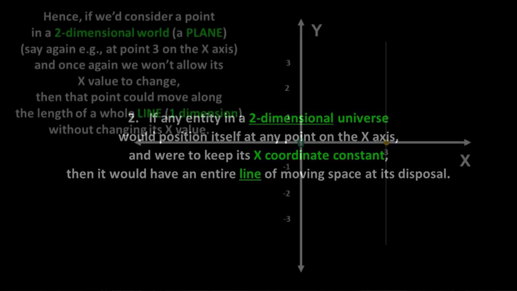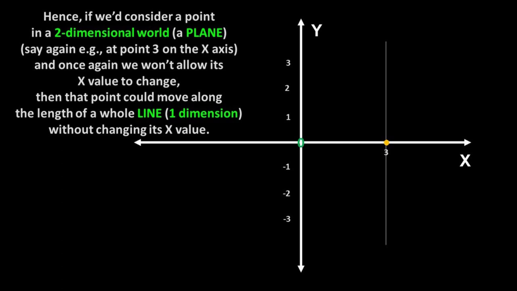What are we talking about? Let's explain. Hence, if we'd consider a point in a two-dimensional world, a plane, say again, for example, at point 3 on the x-axis, and once again we won't allow its x value to change, then that point could move along the length of a whole line in one dimension without changing its value. Let's look at it. If I put the point there, what is its x value? 3. What's its y value now? 1. There? 2. X value is still 3, y value 2. X value 3, y value 3. But the x value, do you see, remains constant. I can even move it there. X value is still 3, y value is minus 1. And there, minus 2, minus 3, but the x value remains constant all the time. And it can move in that yellow line. It has a whole line of movement in two dimensions where it can move.